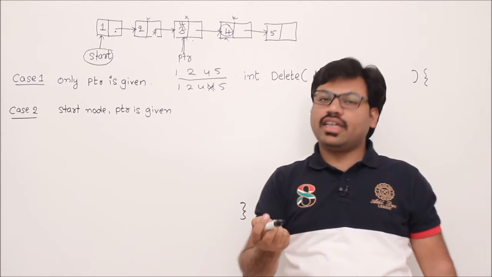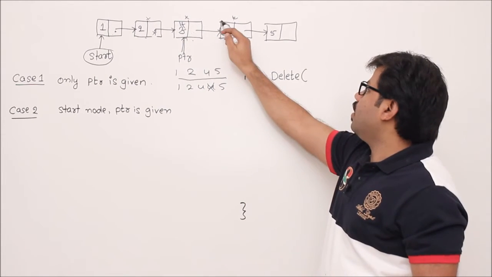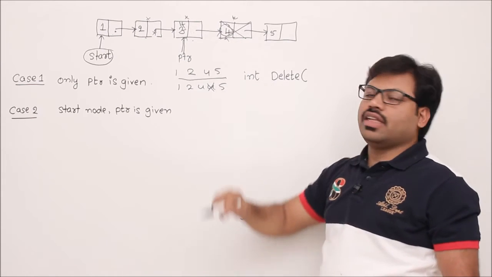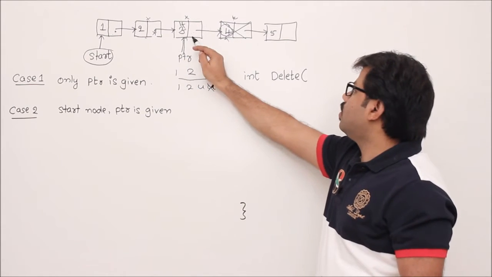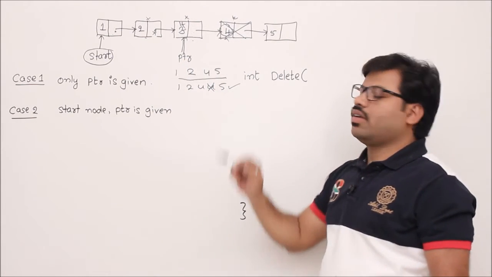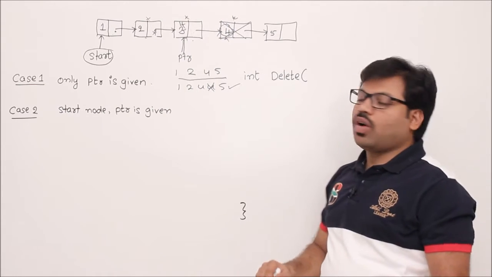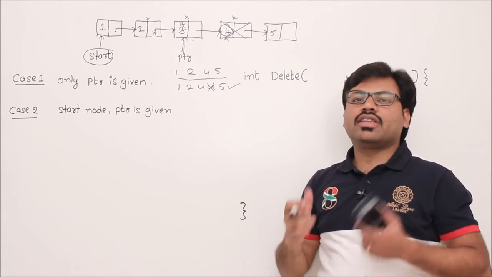For that we can apply the delete after method and we can delete it. Simply delete it. Then the output will be 1, 2, 4, 5. Perfect. Understand? So what is the time complexity? Don't write the program, think about the idea.